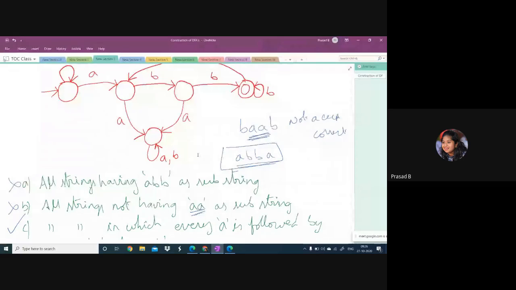Okay, do you have any doubt in this? In the second option, it accepts every string. If AA is not there, it accepts all strings if AA is not there. So according to this one, yes, this is not having AA, it must be accepted according to the second option. But this string is not accepting.